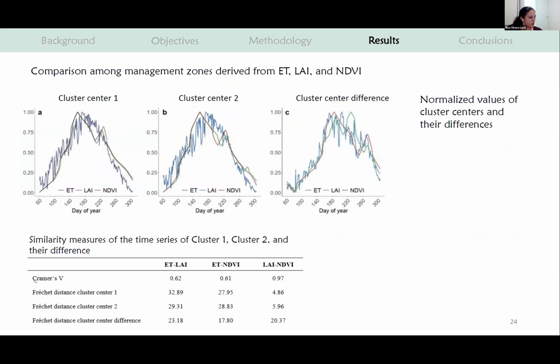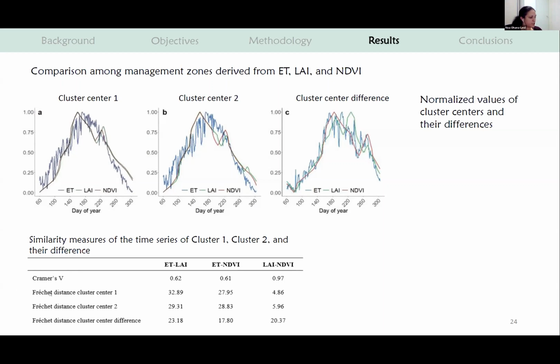And Cramér's V is like a correlation for categorical variables. And we see here that LAI and NDVI are practically the same map. They got a 0.97, so high agreement. But for ET and LAI, and ET and NDVI, it's not too bad. 0.61 means that maybe LAI and NDVI are a good substitute for ET.